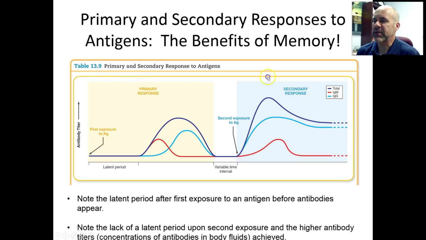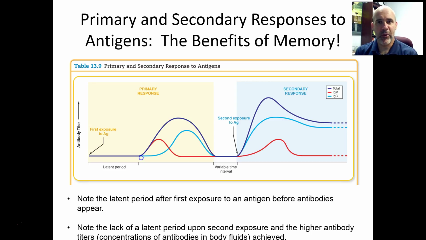So let's take a look at what's going on here on this diagram. On the y-axis over here, antibody titer, that's the concentration of the antibodies in your body fluids. And then down here we have time. All right, so the first time you get exposed to an antigen, there is a latent period where you're not producing any antibodies. This is your specific immune system. You have to be exposed to it before you make a response.